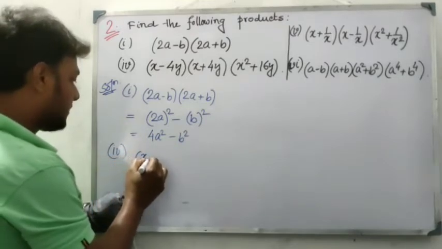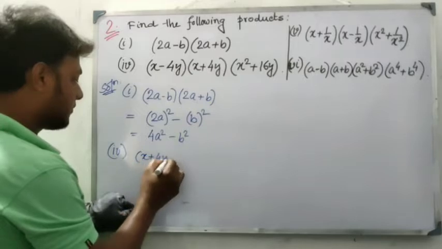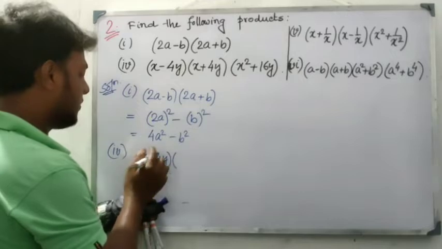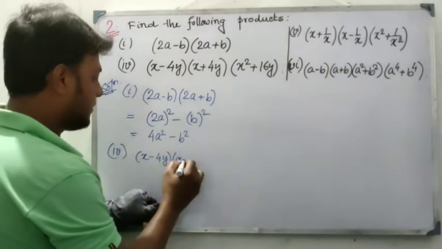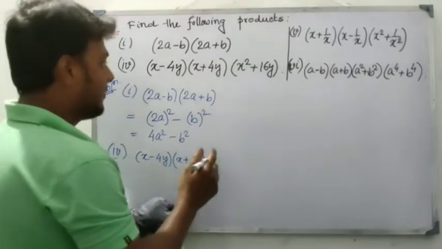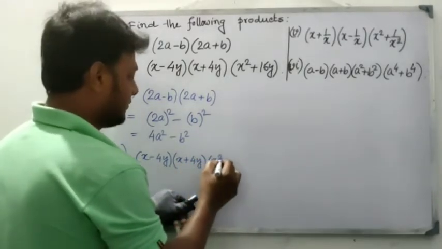Problem number 4 is (x + 4y)(x − 4y)(x + 4y)... Did you get something? Yeah.